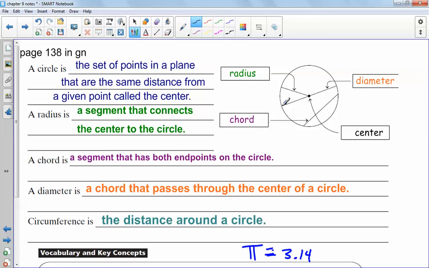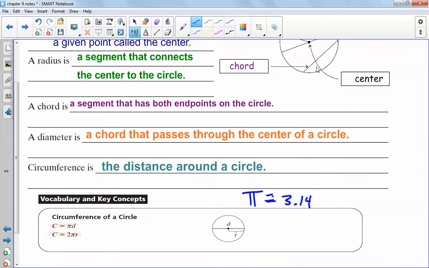And then the circumference is the distance around the circle. So I want to know how far it is around this entire circle. I would use my formula for the circumference. So as from yesterday, we remember that formulas are going to be very important when we're working with finding the area of things, finding the circumference. So an important thing to keep in your back pocket is the circumference of a circle.